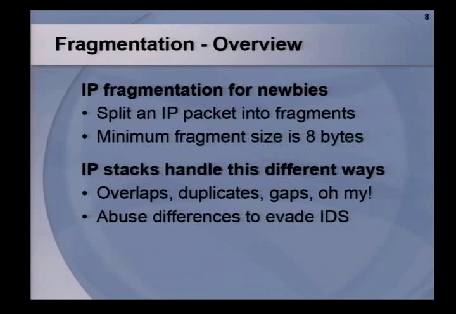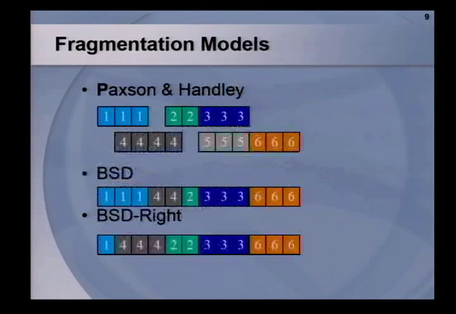Well, one of the nice things is because they're all different, the IDS has to know what each of them does and how they handle each of these odd cases and put them back together, so they know what the actual host sees when the data gets to the host, what's bad and what's not. Unfortunately, this is incredibly difficult, especially when different versions of the different operating systems change how fragmentation is handled. Not very long ago, Paxson and Handley released a paper discussing a number of the different IP fragmentation models.